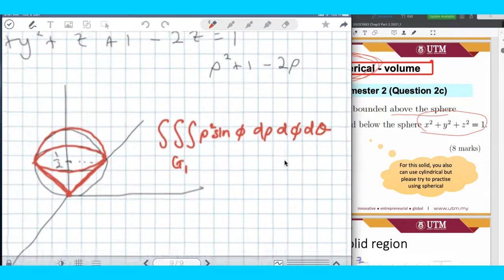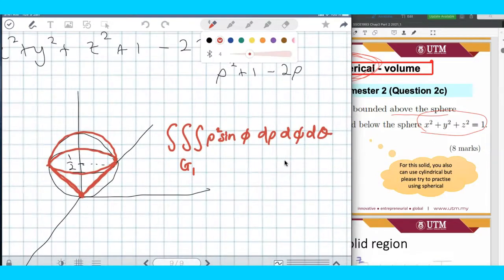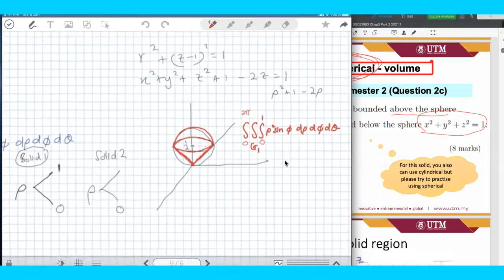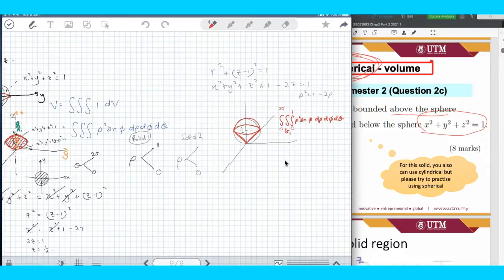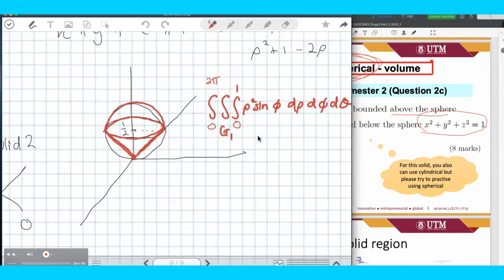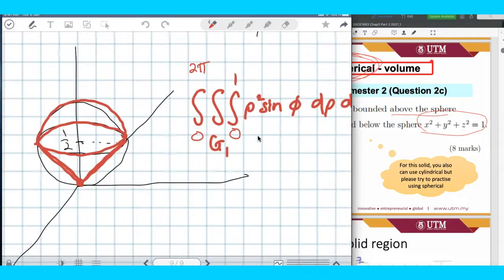As we discussed just now, theta is 0 to 2 pi, and rho is 0 to 1. And how about phi? How can you know phi? You have to find it, because the equation of this cone is not given. So how can you know that? You have to use the right triangle.